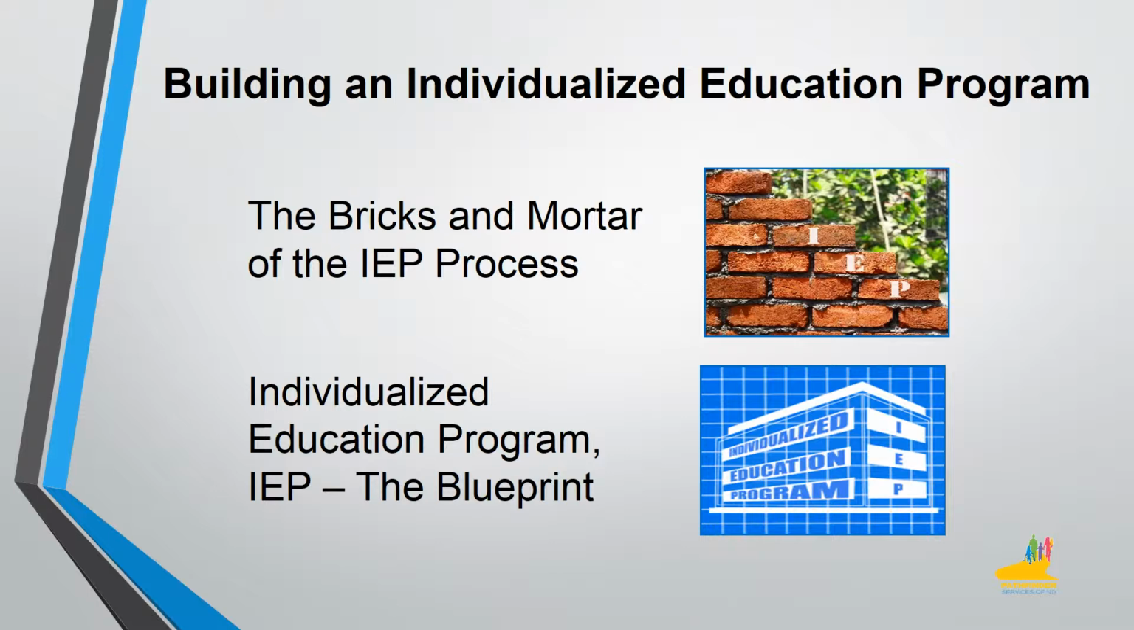Part 1 of the series, the Bricks and Mortar of the IEP Process, provides parents and professionals information relating to key IEP timelines, the qualification of individuals required to attend the IEP meeting, and building partnerships between team members. Part 2 of the series, Individualized Education Program (IEP), the Blueprint, provides an overview of the purposes of the IEP planning process, including a description of the main components of a comprehensive IEP.